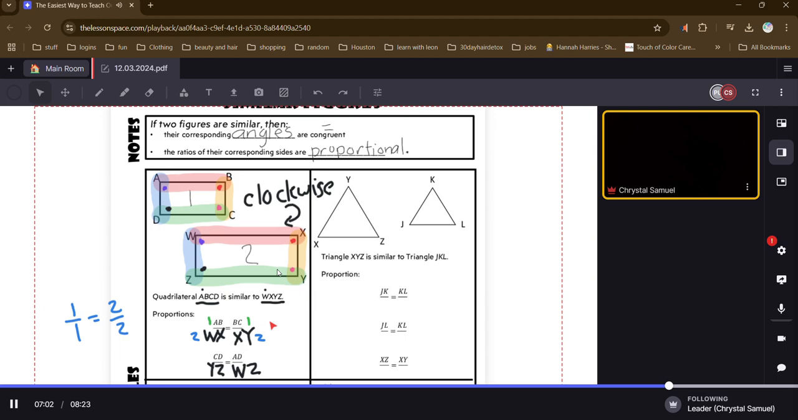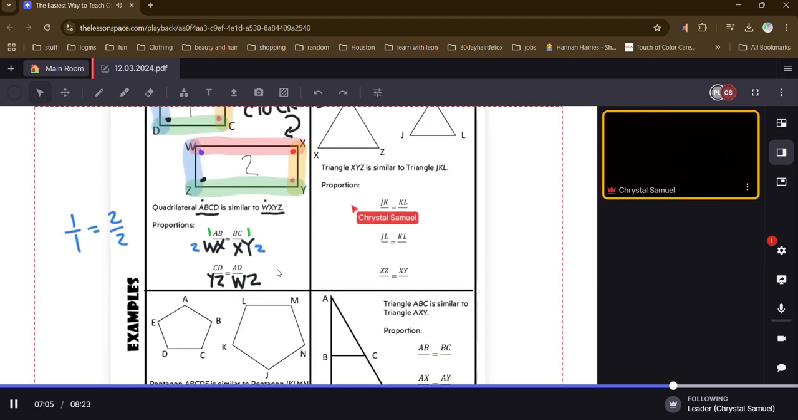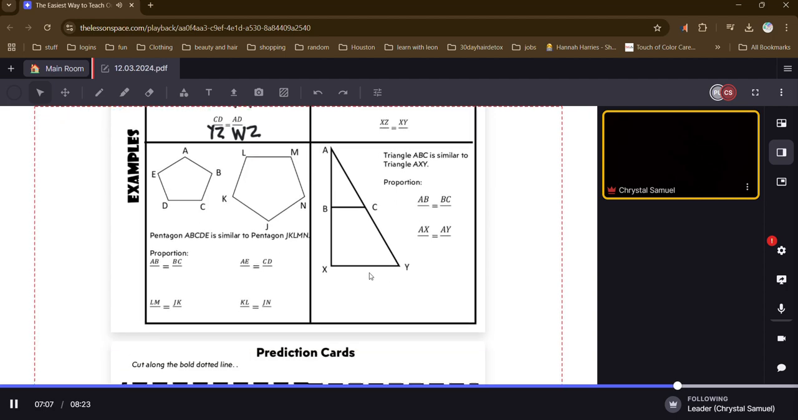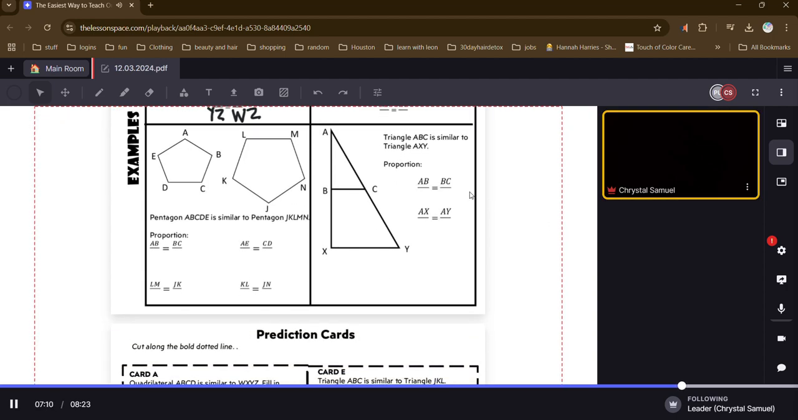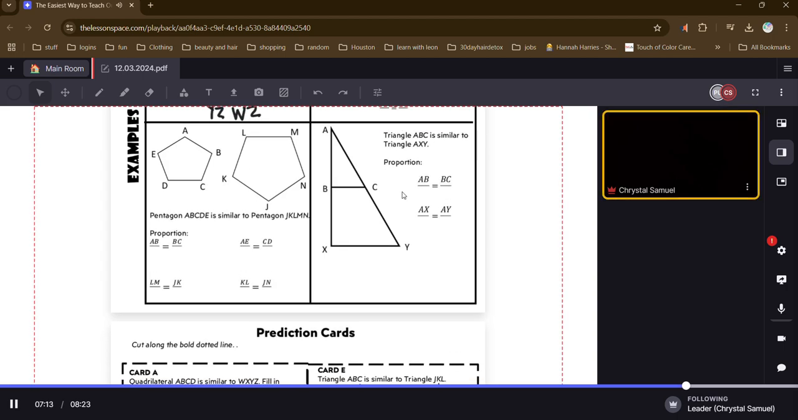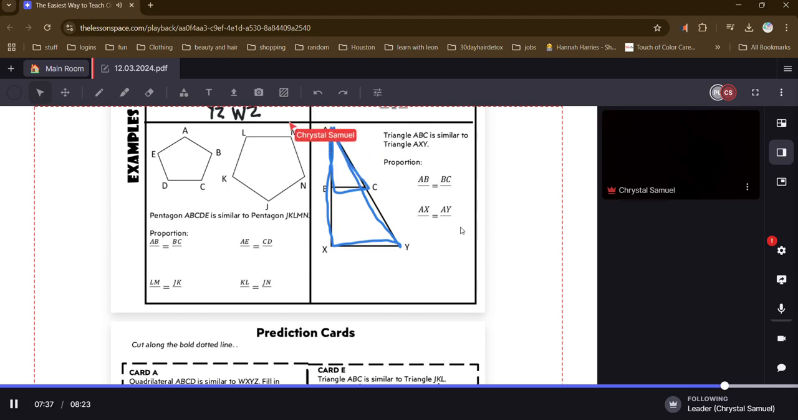So if there are no other questions, please complete the rest of your examples. I will challenge you with this last one here. It looks like one triangle, but there's actually two. So it shows here we have triangle AXY is similar to ABC. So these two, the smaller triangle.